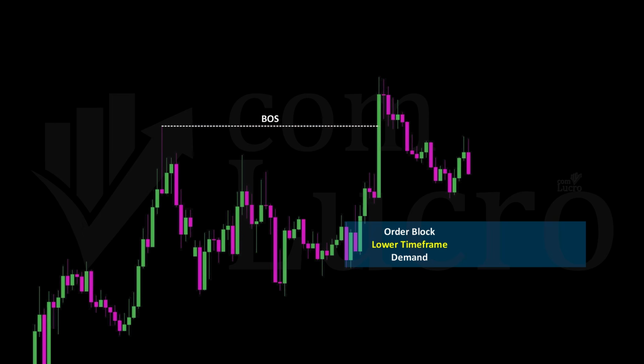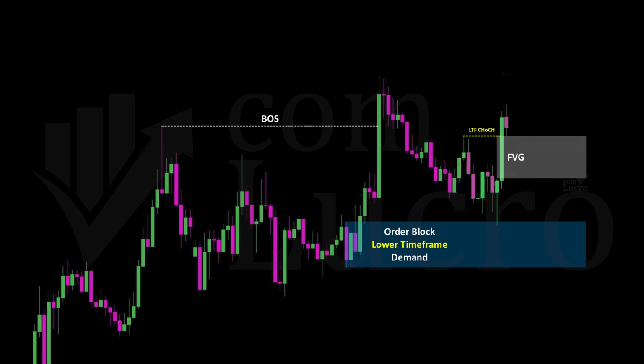Now, there is another interesting execution model that could also have been used in this scenario. Notice that after price reacts from the lower time frame demand zone, it creates a strong bullish displacement, which leaves behind a fair value gap during the expansion. This fair value gap could have been traded as an alternative entry model.